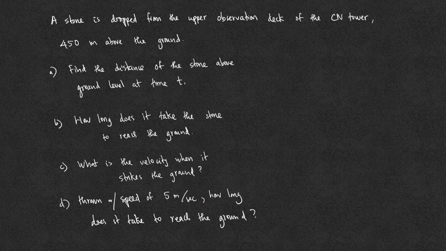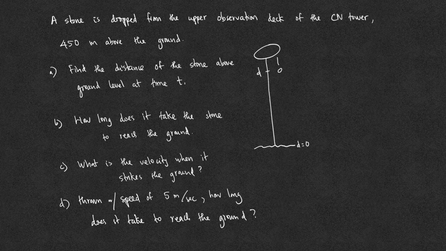the ground? The CN Tower is 450 meters above the ground level. If a stone is being dropped, we want to know the distance of the stone above the ground at any time. So we will let h, or d, be the distance above the ground. At the ground level, the distance is 0, or the height is 0.